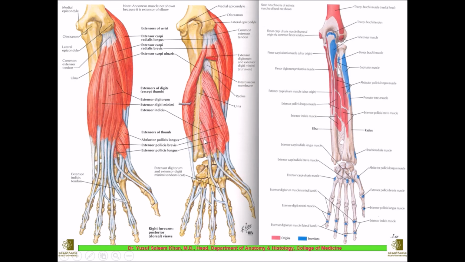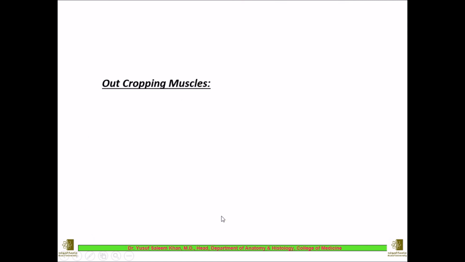This is the muscle going and joining along with the tendon of the extensor digitorum and goes to the middle phalanx, splits into three slips. The middle slip will go to the middle phalanx and the two slips on either side will go and join and get inserted to the distal phalanx. Okay, so this is the extensor indicis.